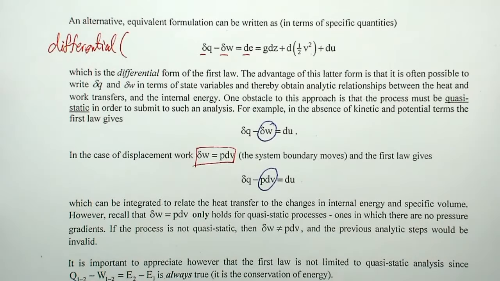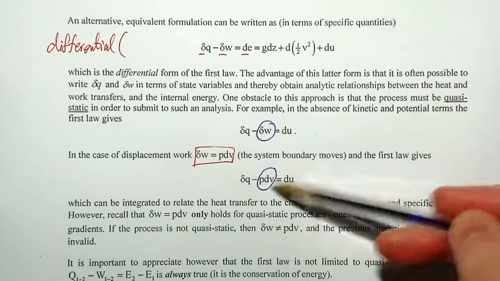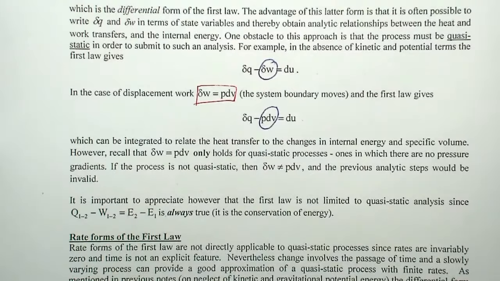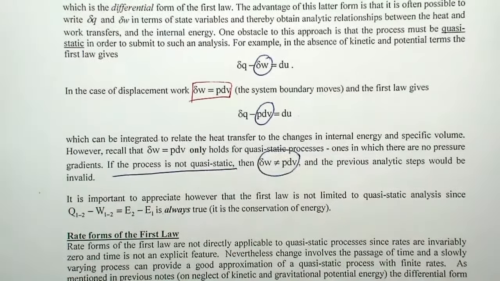Because in a lot of situations where you have a moving part and displacement work, you don't have the value of work, therefore you can't just put it in there. But you might know the pressure and the change in the volume, and therefore that is a more useful form of equation. Again, one point to note is that if the process is not quasi-static, then that no longer applies, and therefore that analytical solution is not valid.